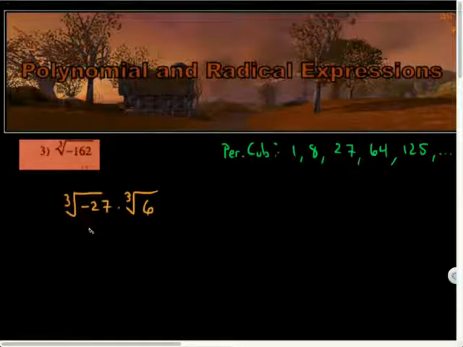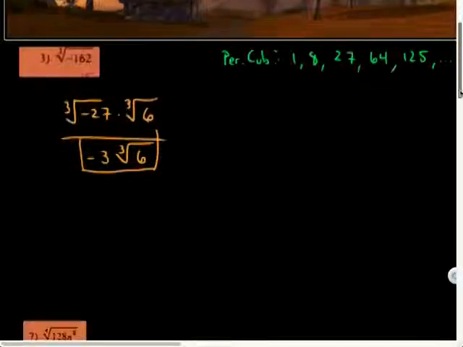3, because 3 times 3 is 9, times another 3 is 27. So cubed root is saying: what number multiplied by itself 3 times is this? And better than 3, how about negative 3? Times the cubed root of 6, and 6 does not have a cubed root that simplifies. So, voila!